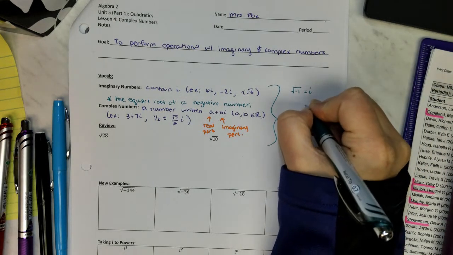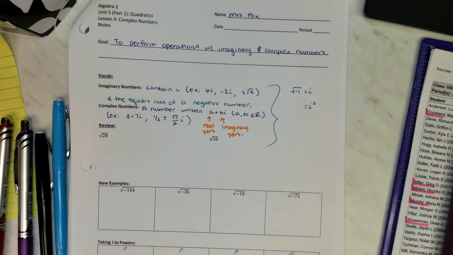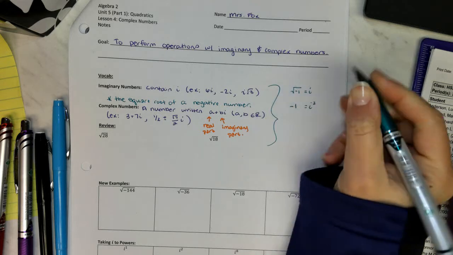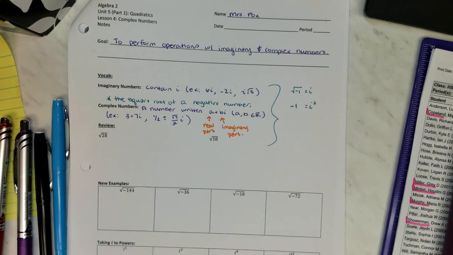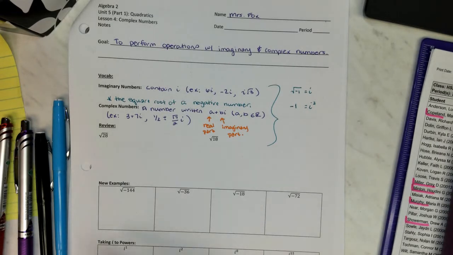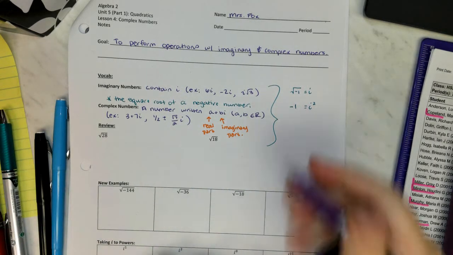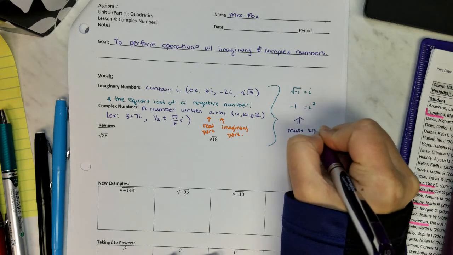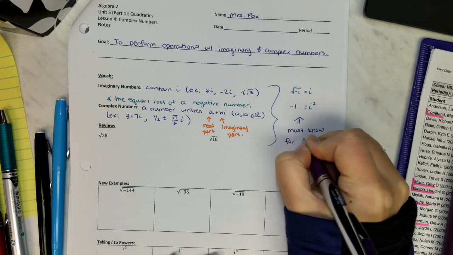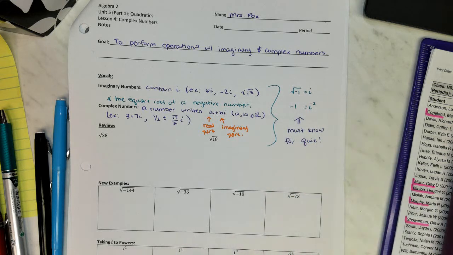That means that if we were to square i, so if you square both sides, what do you end up with? What would i squared be? The value of that would be negative 1, because if you square this side, you get i squared. If you square this side, it just undoes the square root sign. These are two of the things that you will have to know for your quiz. It's very important that you know both of those things, because without knowing those, you won't be able to simplify radicals that deal with imaginary numbers.